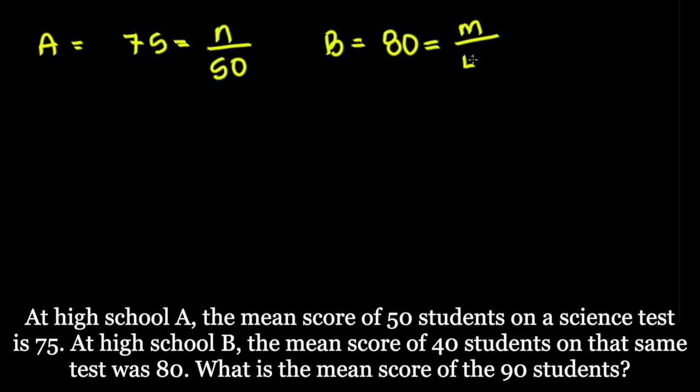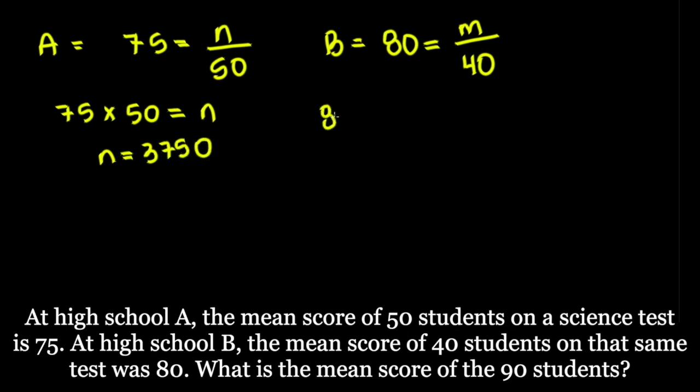over 40. If we solve these proportions by doing cross multiplication, we can see that 75 times 50 equals n. That means that n equals 3,750. Now for high school B, if we use the same process and we do 80 times 40 equals m, we find out that m equals 3,200.